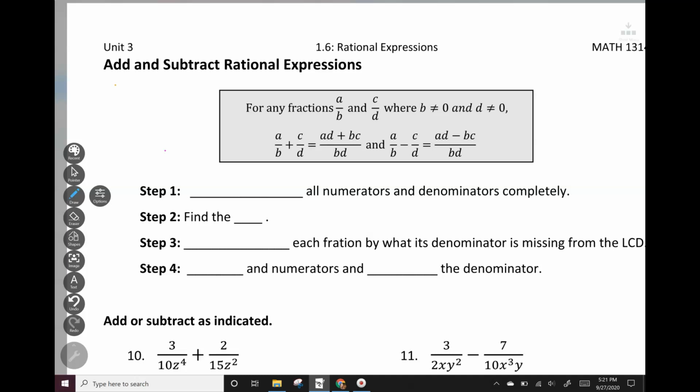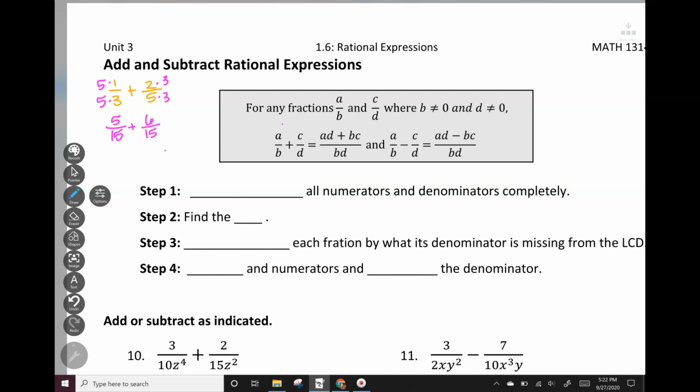Okay, so if I had 1/3 plus 2/5, I would need to get a common denominator before adding, because your denominators have to match, and then you just add the numerators straight across. So in order for these denominators to match, I would multiply this first fraction by 5 on the top and the bottom. I would multiply the second fraction by 3 on the top and the bottom, so that now I have 5 over 15 plus 6 over 15.